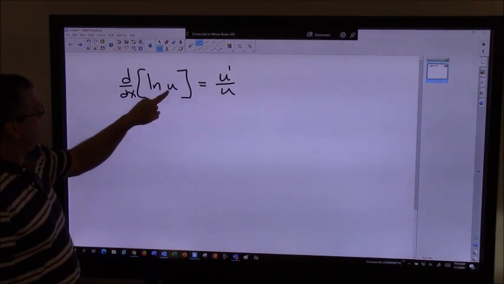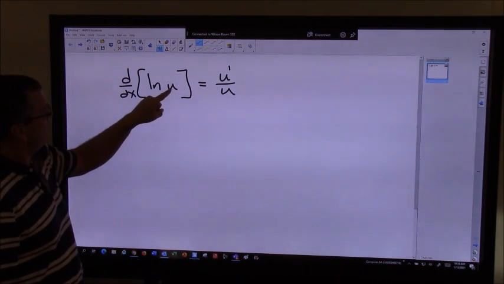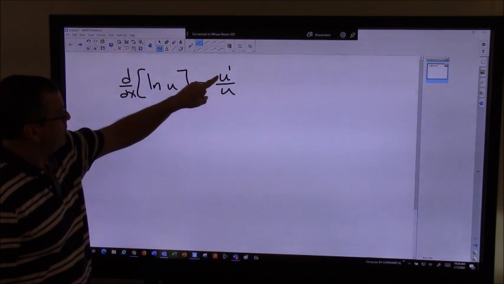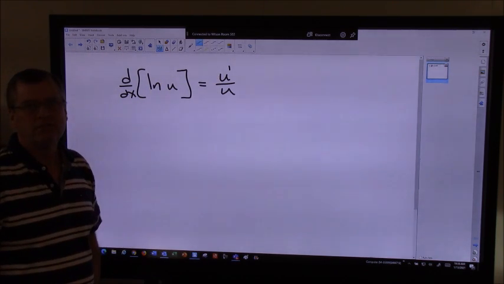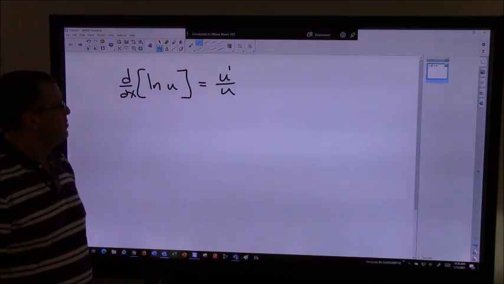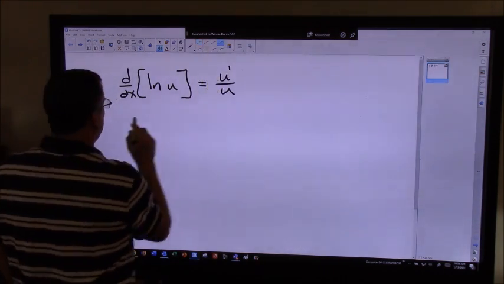So if I have an expression right here, what that means is take the derivative of that, put it in the numerator, and whatever this is, put it in the denominator. And then simplify if it needs to be. All right? So let's do a quick example.